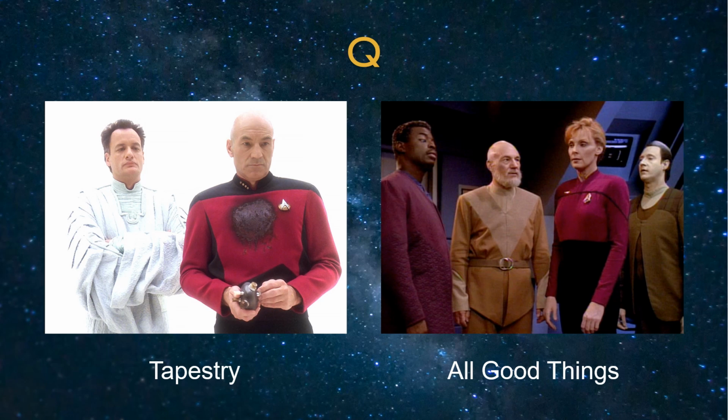Furthermore, in the final episode of TNG, All Good Things, due to the help of Q, Picard seems to be moving back and forth between 3 different time periods.